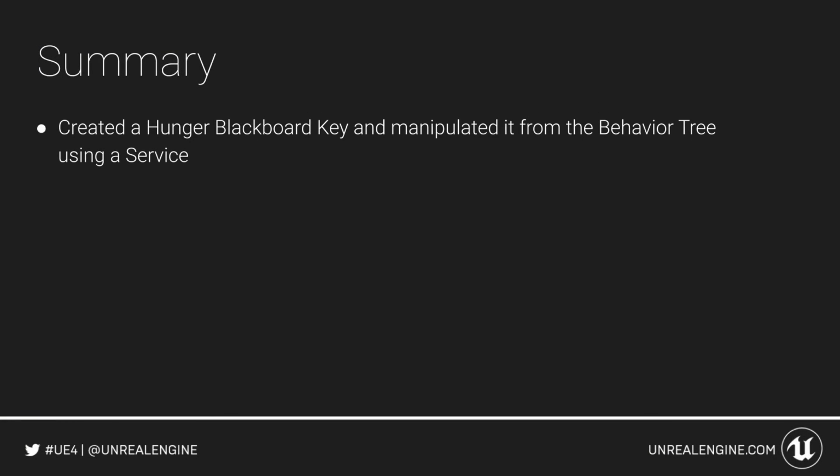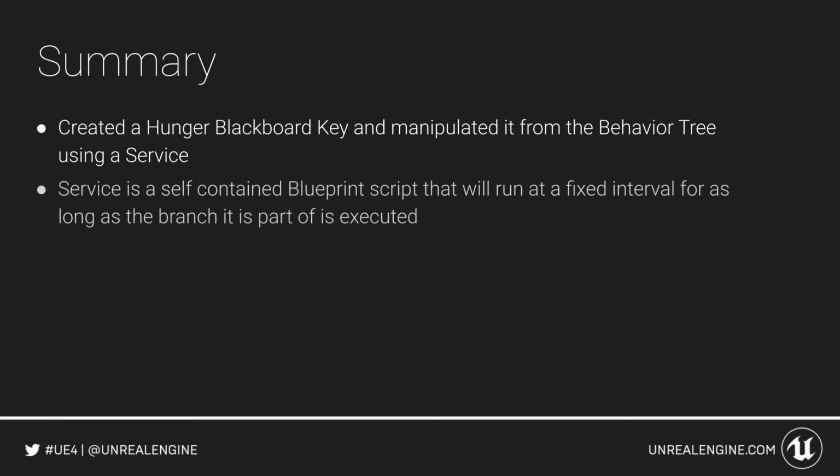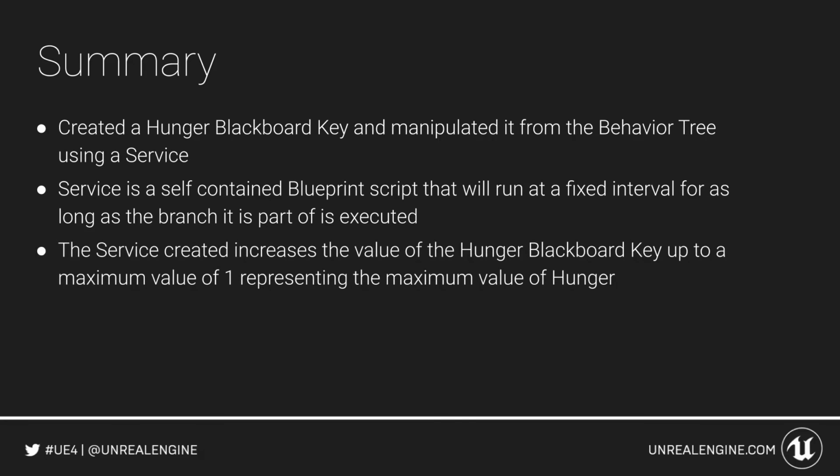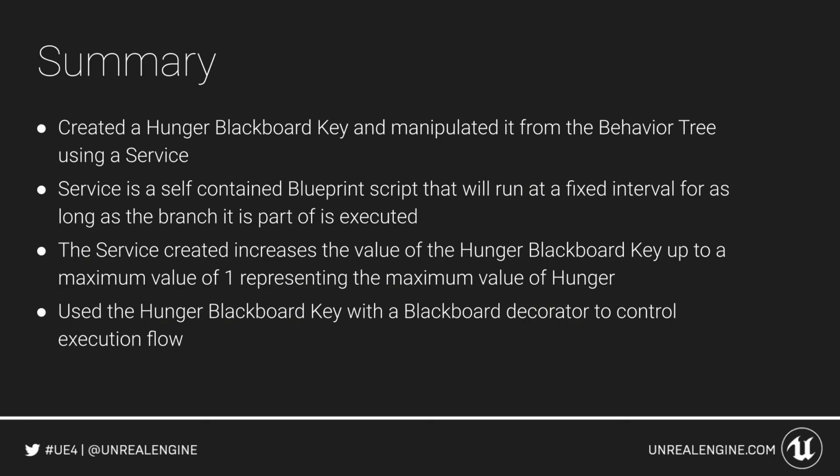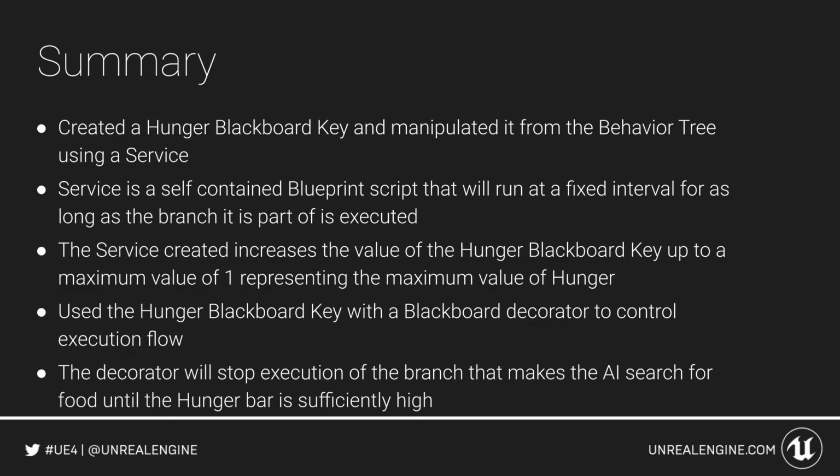In this video, we created a new hunger blackboard key and manipulated it directly from the behavior tree using a service. We learned that a service is a self-contained blueprint script that will run at a fixed interval for as long as the branch it is part of is executed. The service we created increases the value of the hunger blackboard key up to a maximum value of 1, representing maximum hunger. We then use this hunger blackboard key with a blackboard decorator to control execution flow. The decorator will stop execution of the branch that makes our AI search for food until the hunger value is sufficiently high. This configuration demonstrates the power of behavior trees when used in conjunction with decorators. With just a few small changes, we can completely change the behavior of our AI.